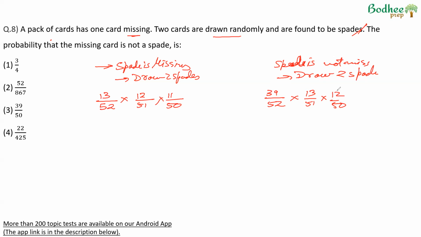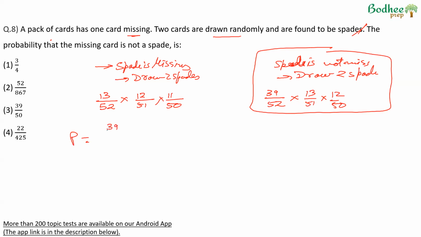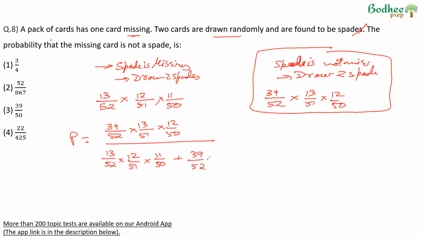13 spades out of 51 cards. One is taken out, 12 remaining out of 50 cards. We have to find out the probability of this happening overall. Spade is not missing and we draw 2 cards. Therefore, the required probability becomes favorable case upon total number of cases. We have to solve this.